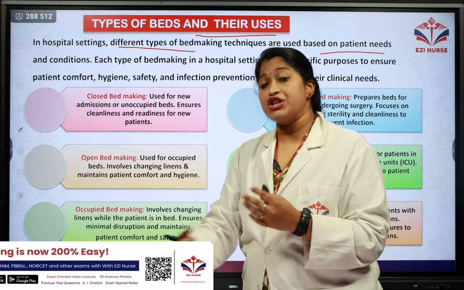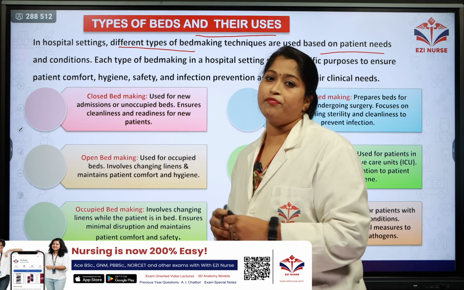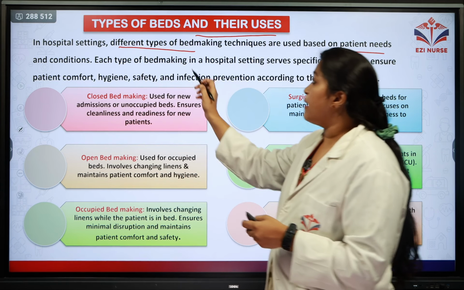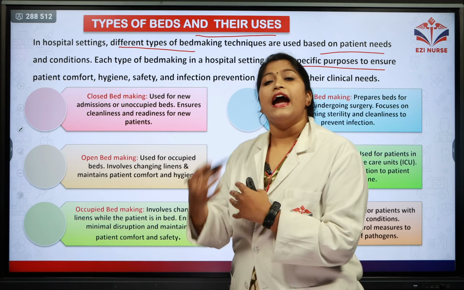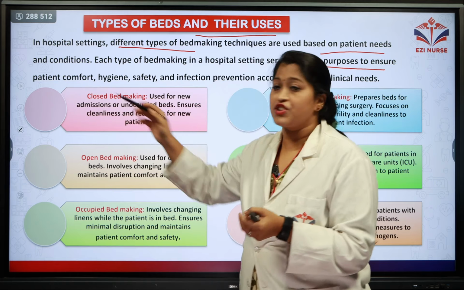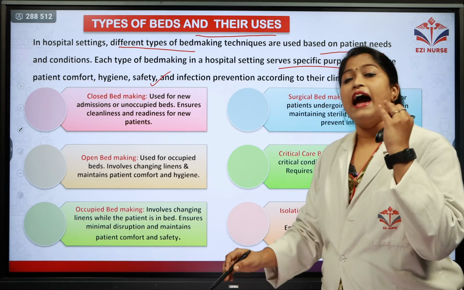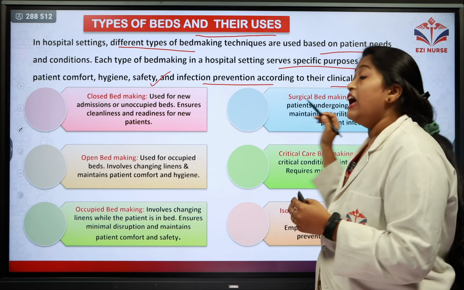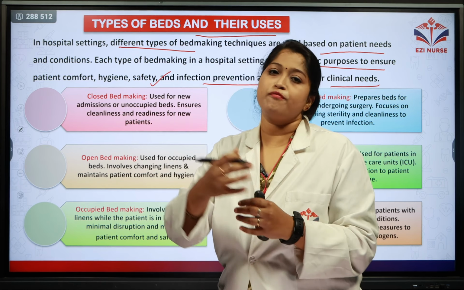According to their condition, we need to change the type of bed making, and the different types of bed are given according to the patient's needs. Each type of bed making in the hospital setting serves a specific purpose, and it ensures patient comfort, hygiene, safety of the patient as well as infection prevention according to their clinical needs. So this is the main use of different types of bed making.